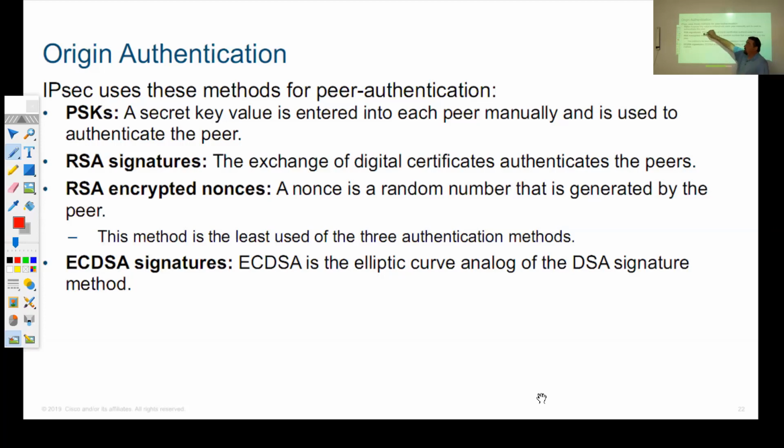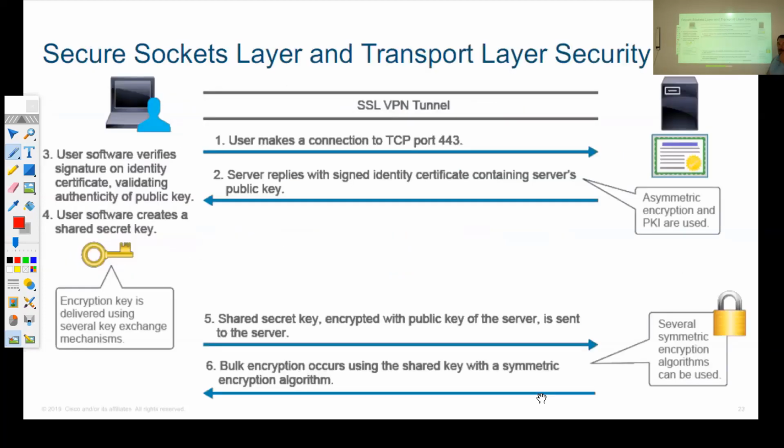We have things like RSA signatures that can be used, digital certificates to validate that the user is indeed a part of our company. We have RSA encrypted nonces that they use. It's a random number that's generated by our peer. And then they also have DSA signatures as well that use an elliptic curve analog signature. It's very similar to the digital certificate, but this is more of a standardized protocol, if you will. Used a lot in government work.